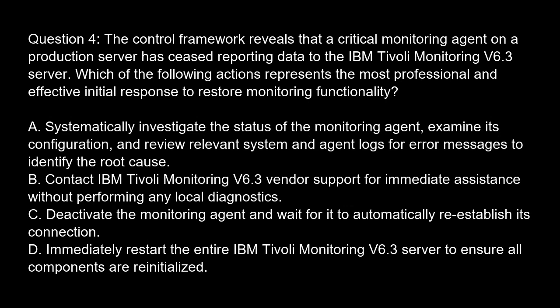Question 4. The control framework reveals that a critical monitoring agent on a production server has ceased reporting data to the IBM Tivoli Monitoring V6.3 server. Which of the following actions represents the most professional and effective initial response to restore monitoring functionality? Option A. Systematically investigate the status of the monitoring agent, examine its configuration, and review relevant system and agent logs for error messages to identify the root cause.